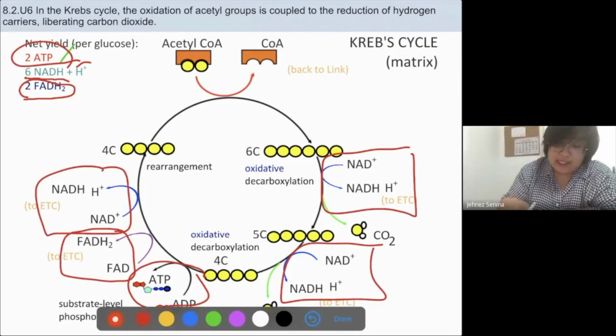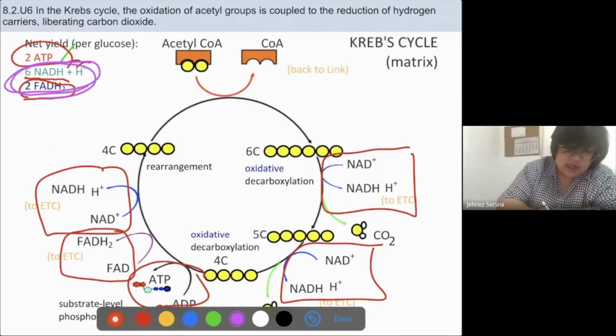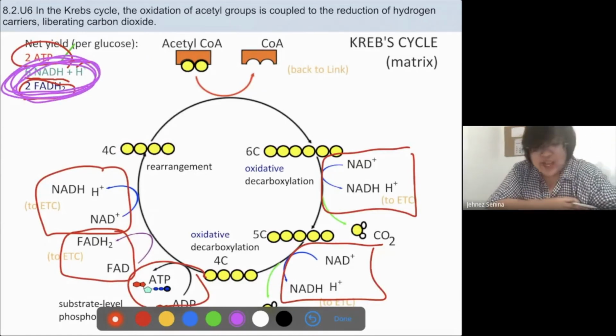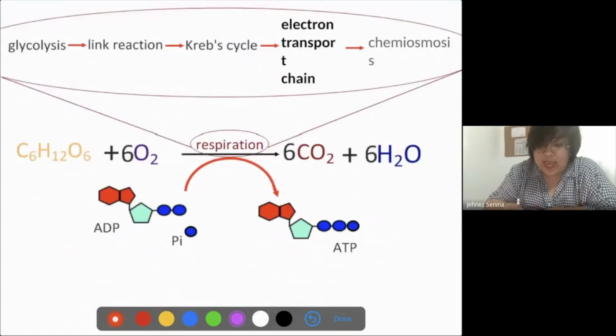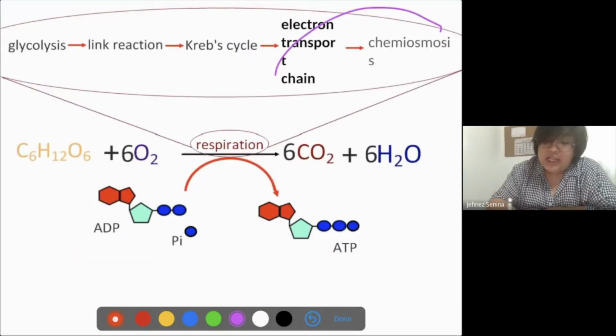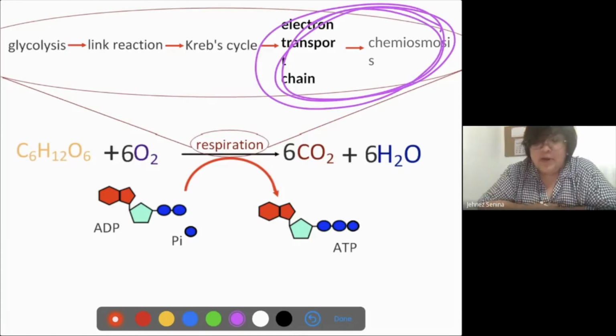For the next step, we want to focus on NADH plus H plus and FADH2. We're going to focus on what's going to happen to those molecules. I'll skip this; you can review that. Let's look at oxidative phosphorylation. It's made up of the electron transport chain and chemiosmosis.